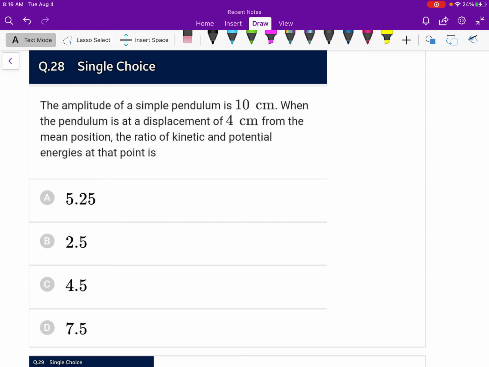The amplitude of a simple pendulum is 10 centimeter. When the pendulum is at displacement this from the mean position, the ratio of kinetic energy and potential energies. Okay, so we'll assume that the amplitude is small, which is 10 centimeter, and displacement 4 centimeter.